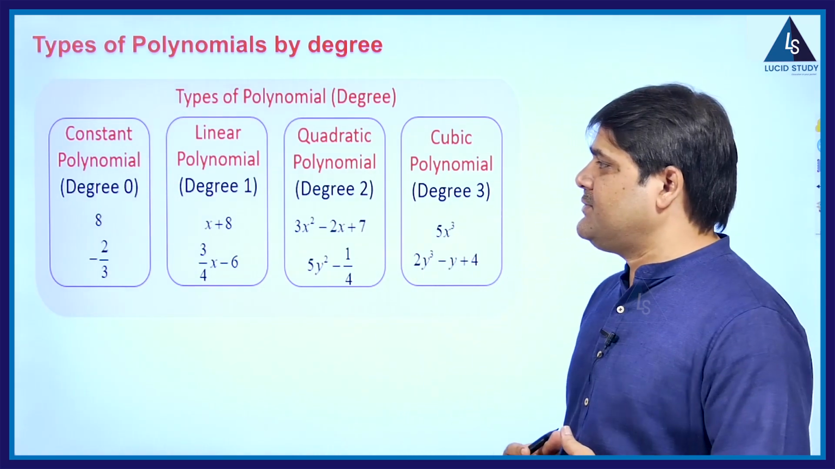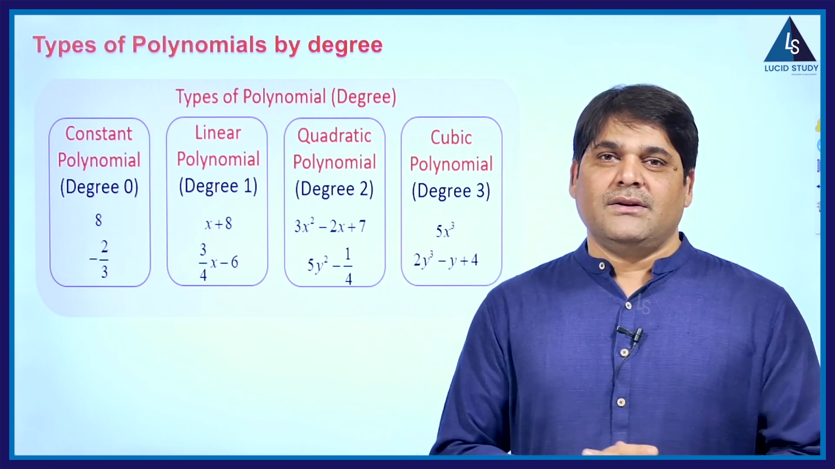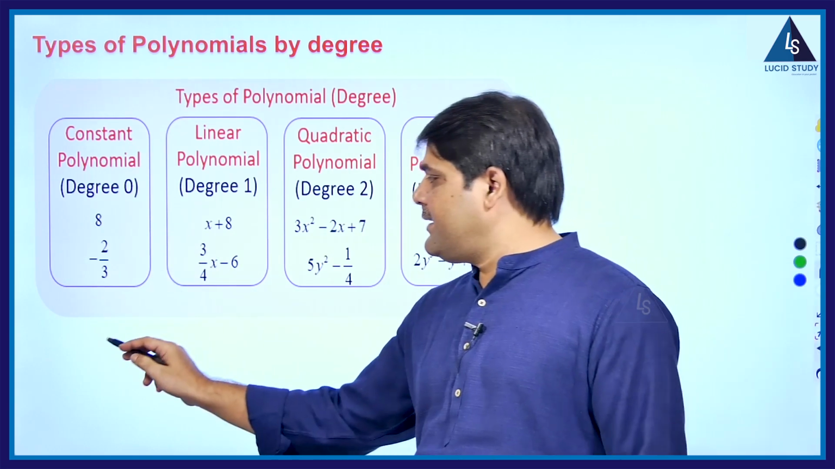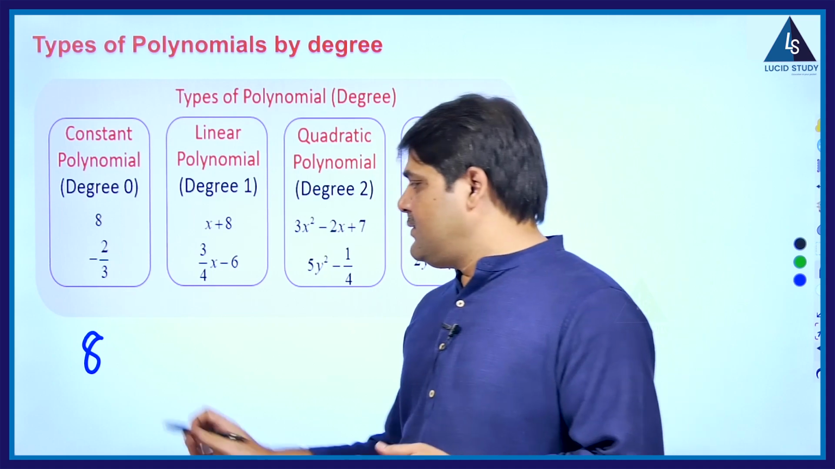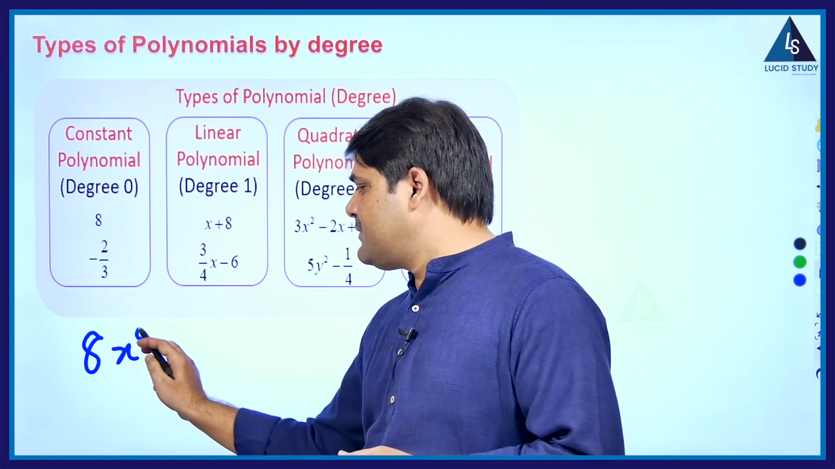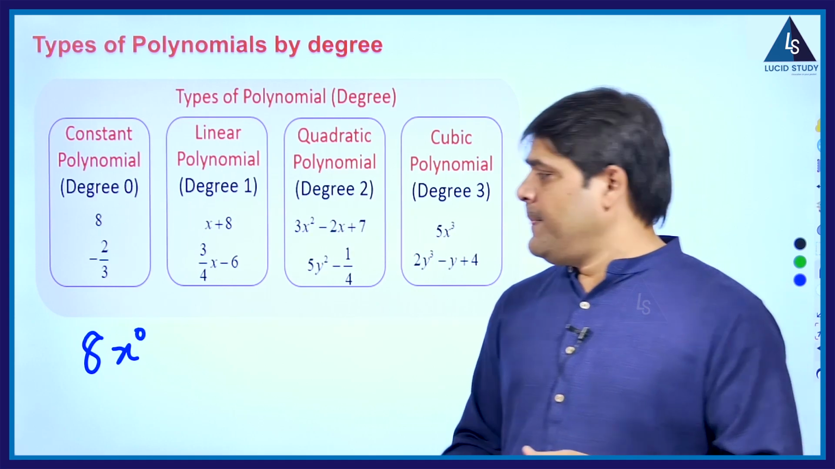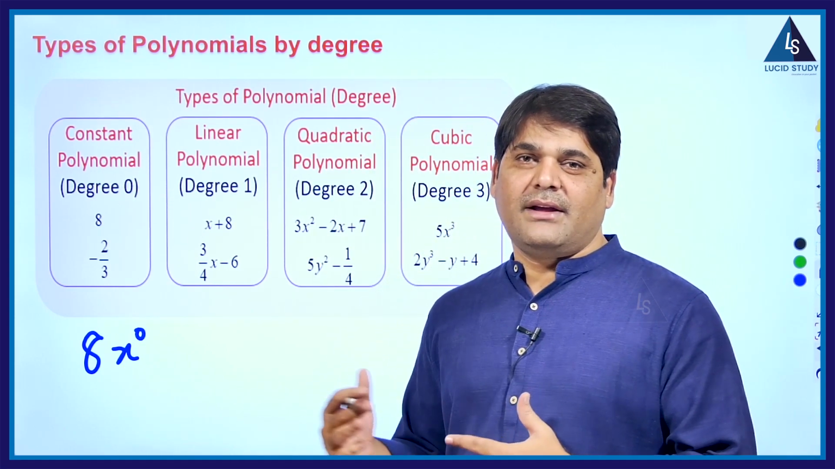So we know that the first one is the constant polynomial. What do you mean by constant polynomial, children? Its degree should be 0. For example, if I take 8, is there a variable in this? There is no variable, right? So we can write it as 8x power 0. We know that x power 0 is 1. So 8 into 1 will be 8. So 8 can be written as 8 into x power 0.